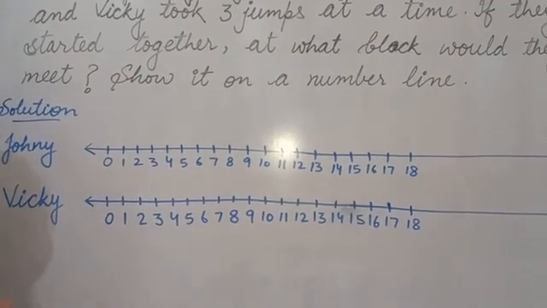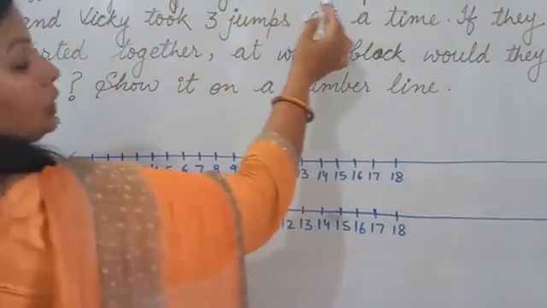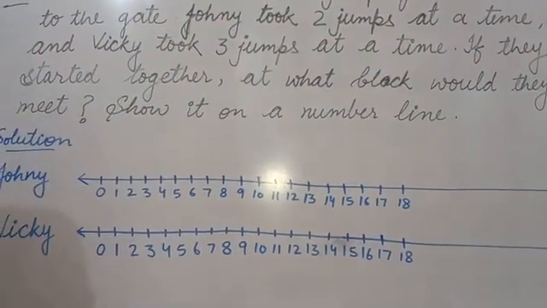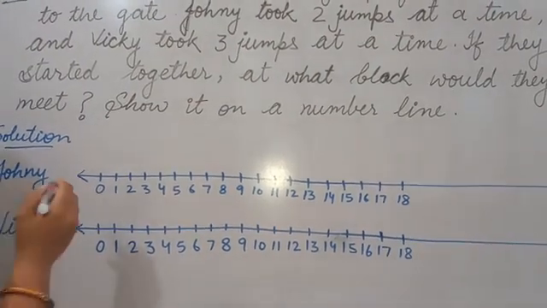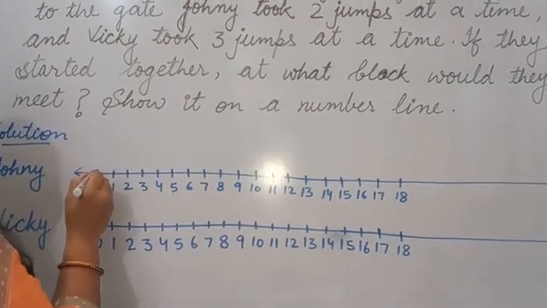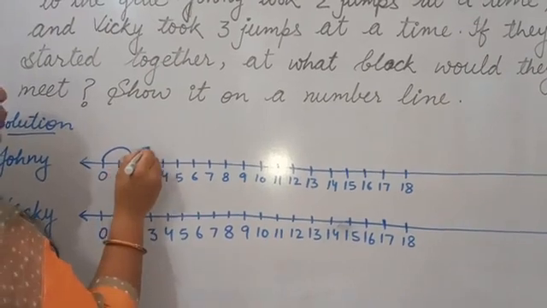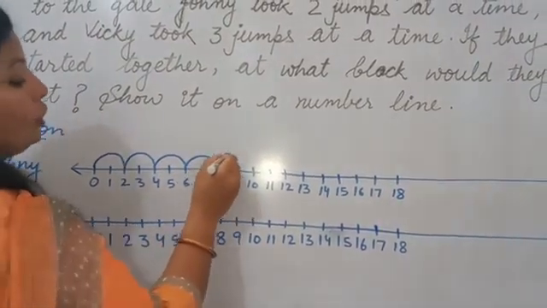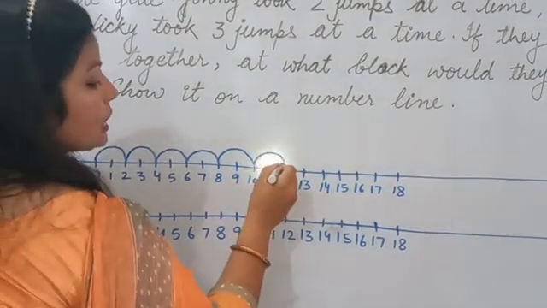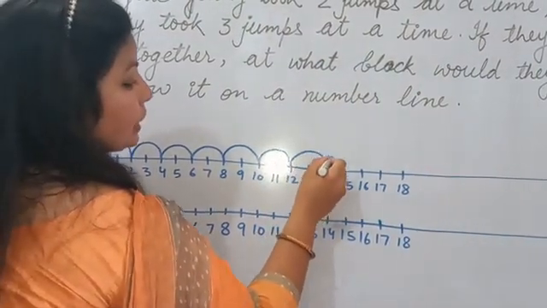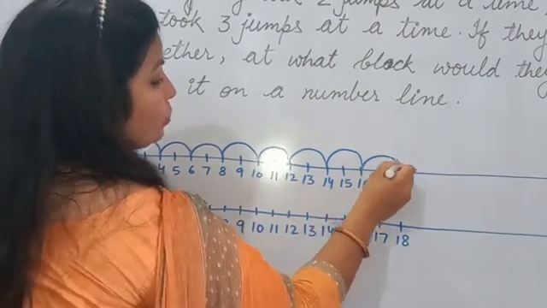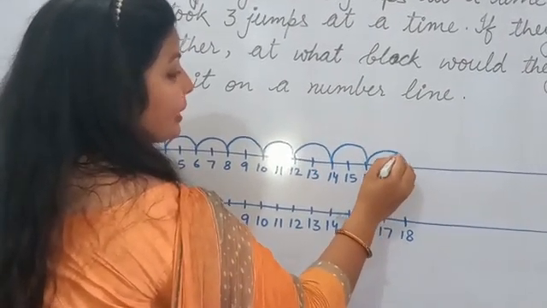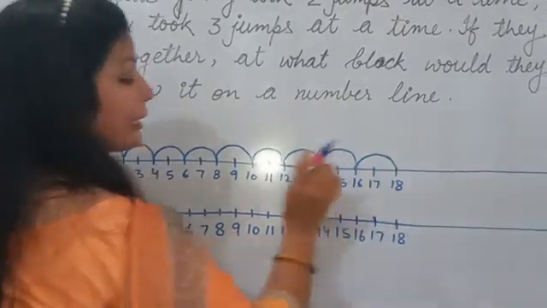Okay, so Johnny took 2 jumps. So here we will take multiples of 2. On this line we will take multiples of 2. So let me take 0, say 2 ones are 2, 2 2s are 4, 2 3s are 6, 2 4s are 8, 2 5s are 10, 2 6s are 12, 2 7s are 14, 2 8s are 16 and 2 9s are 18. Okay, so Johnny will take 9 jumps till the gate.